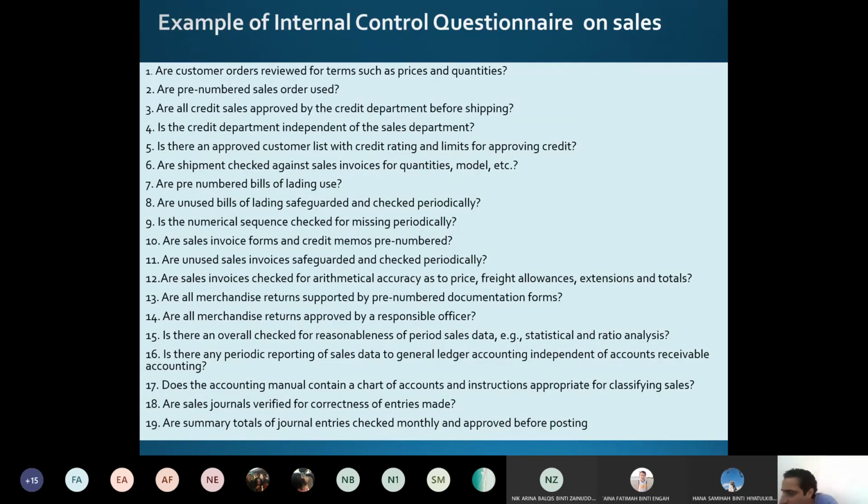Are all credit sales approved by the credit department before shipping? Okay, so in this question we are trying to ask about the existence of credit sales approval, whether they do it or not. If they say yes, then we will go to the next question. If they say no, then we consider it a deficiency of internal control. Okay, number 4.